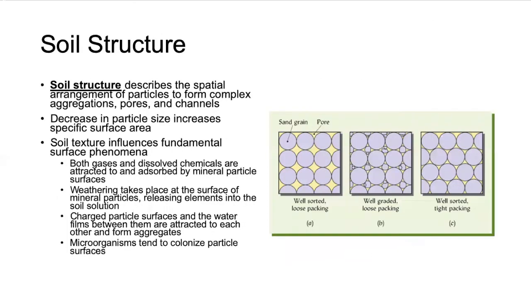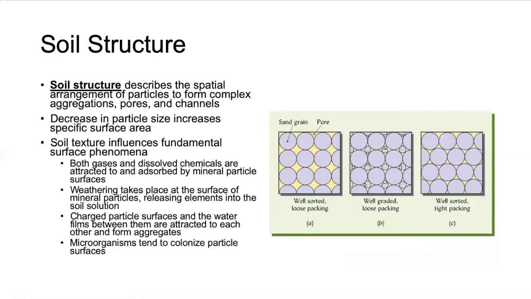So the soil structure is also important when we're talking about soil chemistry. And the soil structure describes the spatial arrangement of particles to form aggregations, pores, and channels within the soil. And decrease in particle size increases the specific surface area. So smaller particles and higher percentage of smaller particles can actually affect what's happening on the surface of those particles. So soil texture can influence the fundamental surface phenomena which occurs on the surface of the particles.